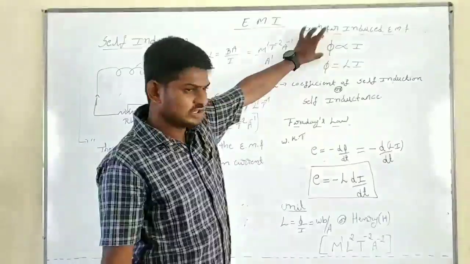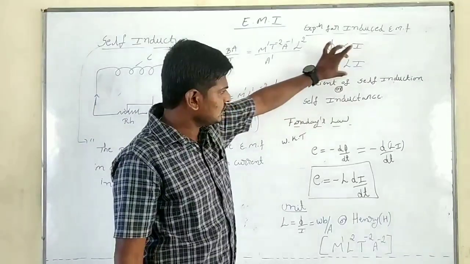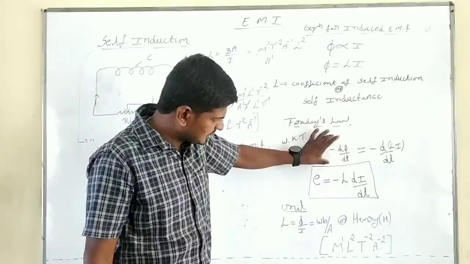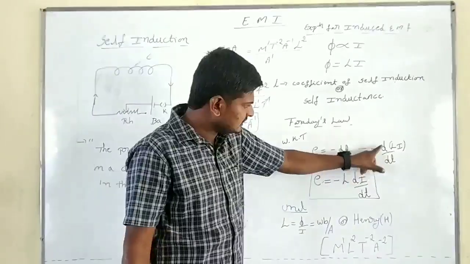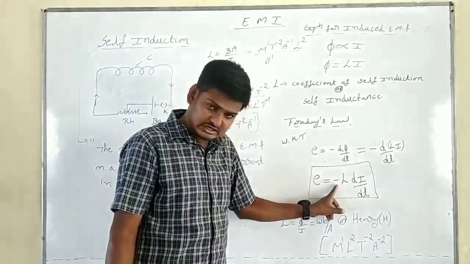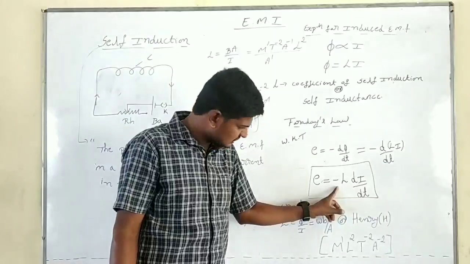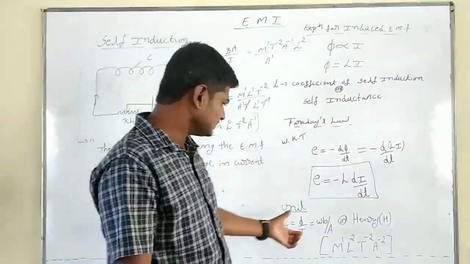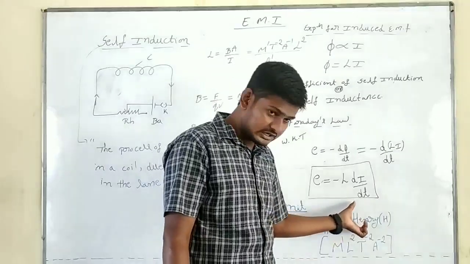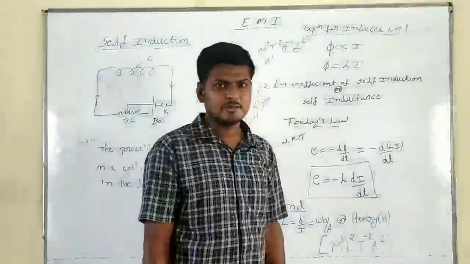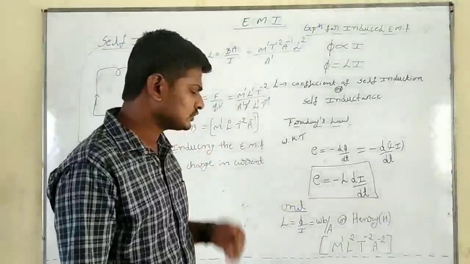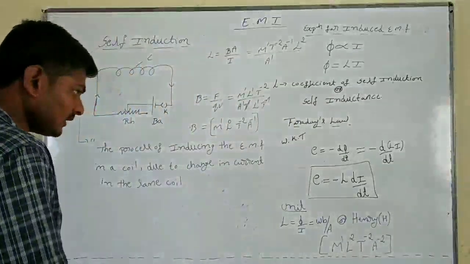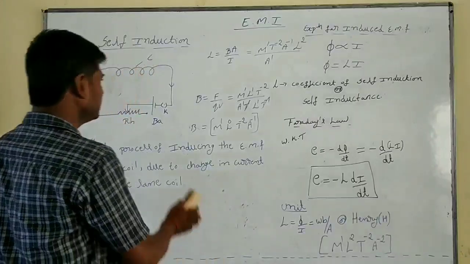The flux change is directly proportional to current. Flux phi is equal to Li. According to Faraday's law, we can write E is equal to minus d phi by dt, means minus d into Li by dt. We can take the proportionality constant L outside the differentiation, means minus L into di by dt. The SI unit will be Weber per ampere or Henry. The dimension will be M1 L square T power minus 2 A power minus 2. This is the dimensional formula.